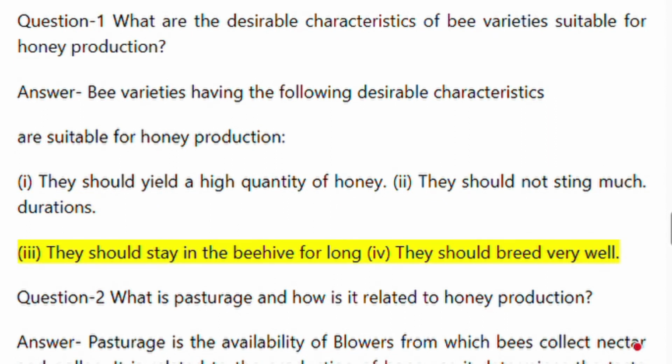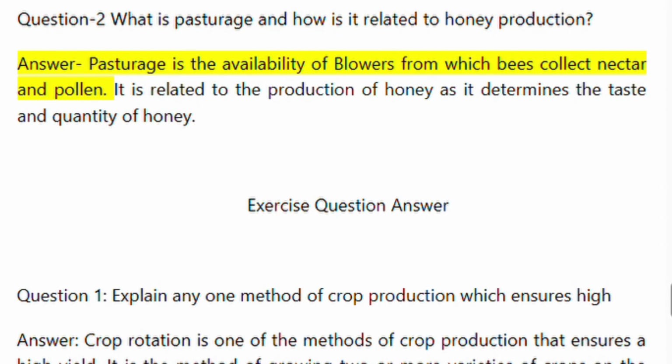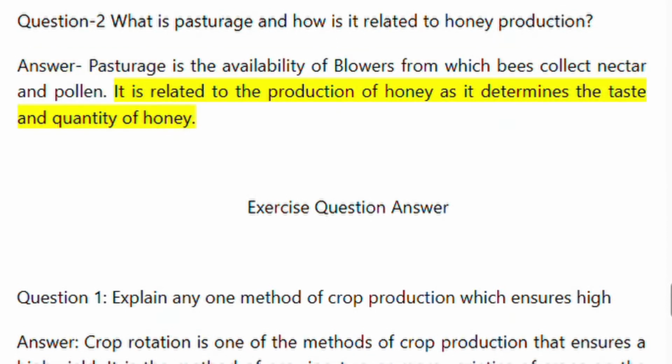3. They should stay in the beehive for long. 4. They should breed very well. Question 2. What is pasturage and how is it related to honey production? Answer. Pasturage is the availability of flowers from which bees collect nectar and pollen. It is related to the production of honey as it determines the taste and quantity of honey.